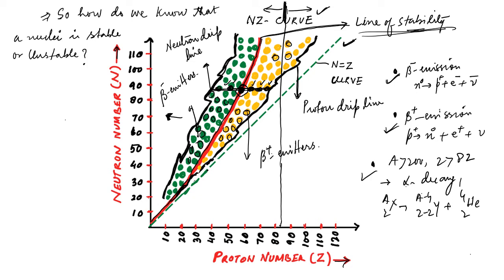So how do we know that? Those nuclei which are not lying on N equal to Z or on the line of stability, and are on the left side or the right side, in between the proton and neutron drip lines, are all unstable, and they are the possible candidates of radioactivity.